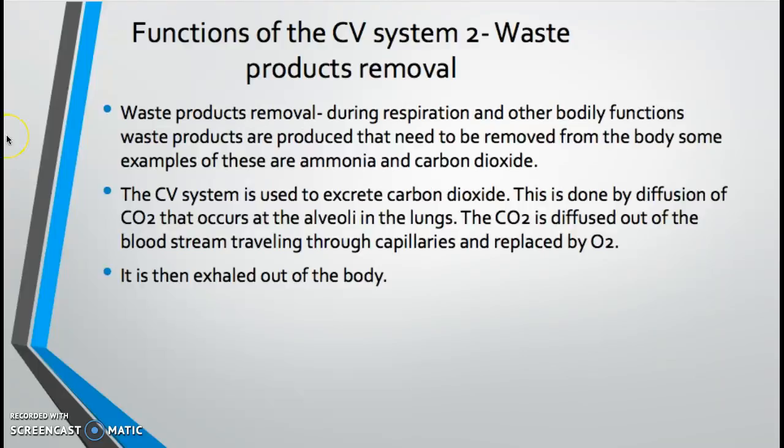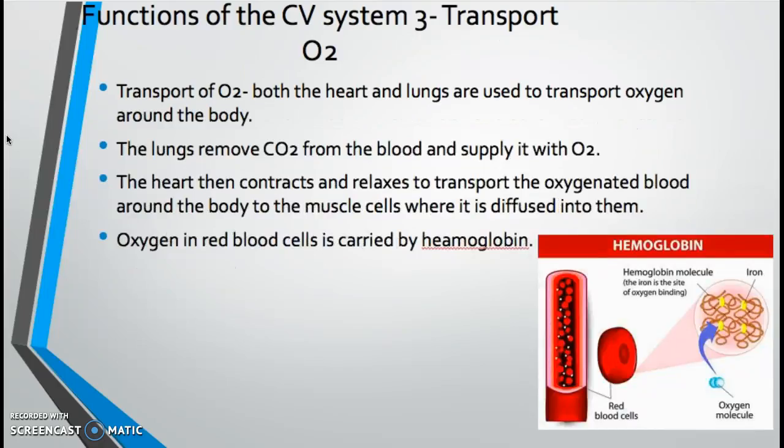Another function is waste product removal. So during respiration and other bodily functions, waste products are produced that need to be removed from the body. Some examples of these are ammonia and carbon dioxide. The cardiovascular system is used to excrete carbon dioxide. This is done by diffusion of carbon dioxide that occurs in the alveoli in the lungs. The carbon dioxide is diffused out of the bloodstream, travelling through capillaries, and they're replaced by oxygen. It's then exhaled out of the body.